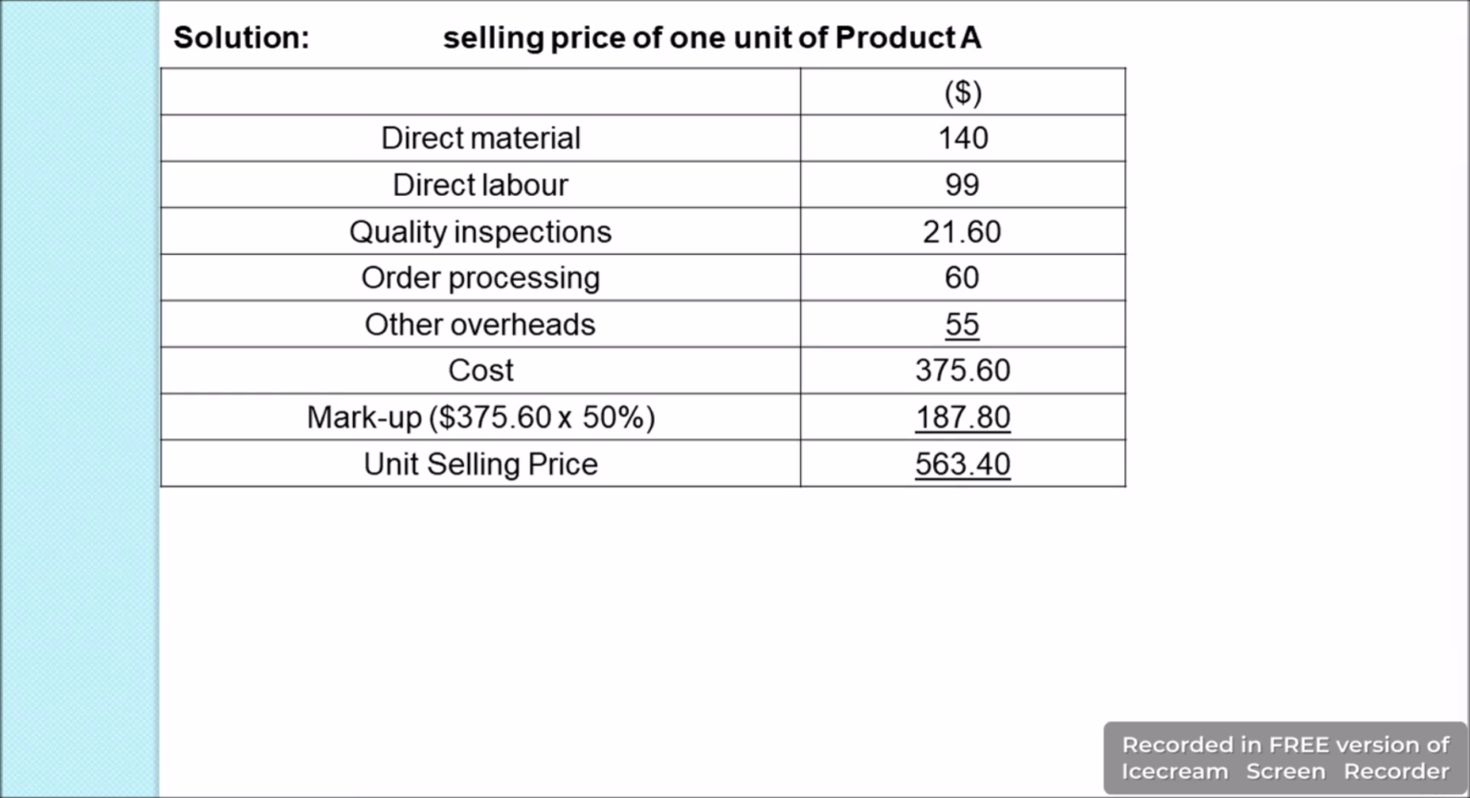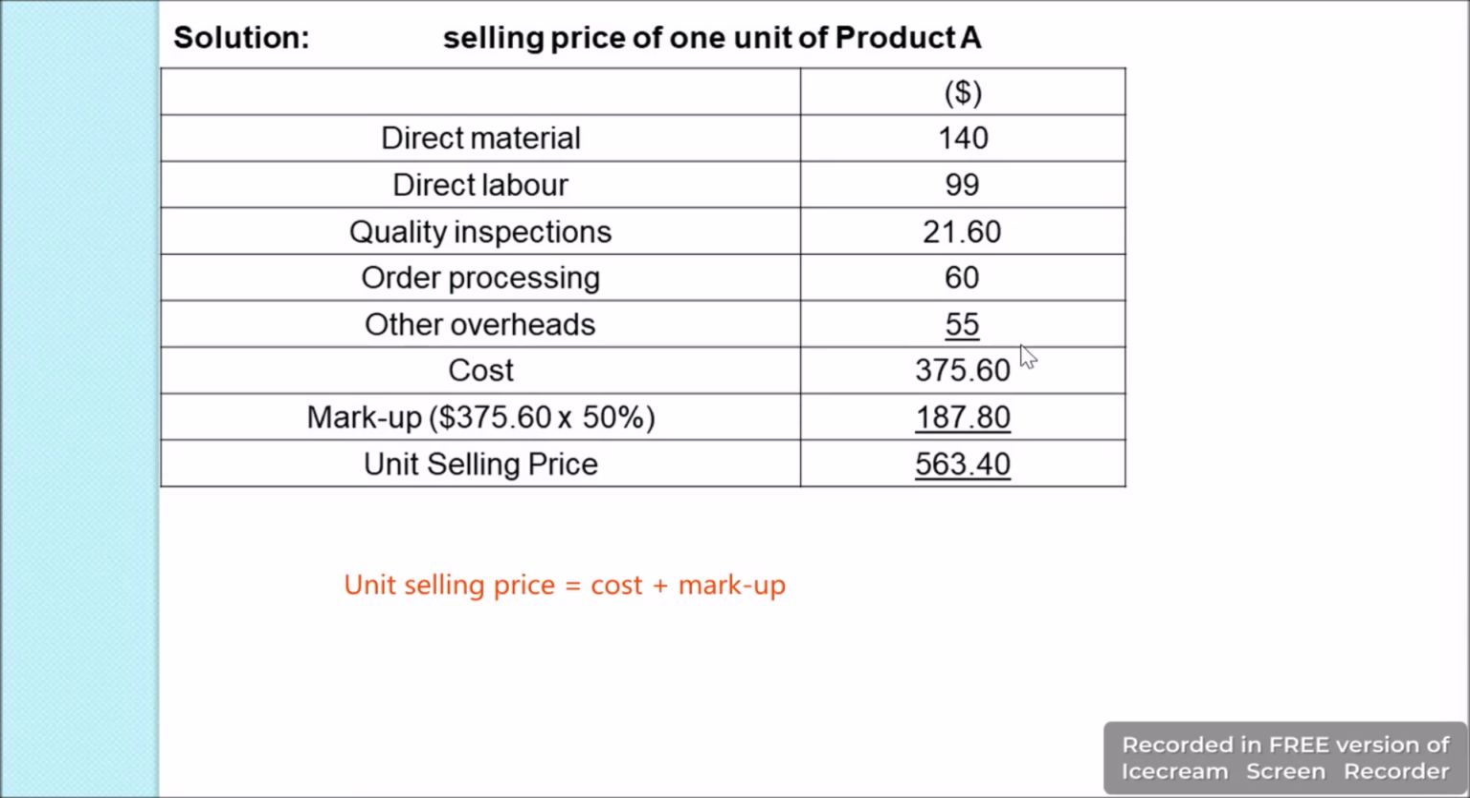For selling price, we have a formula: the unit selling price will be equal to cost plus markup. So first we'll find the cost, and to this we add the markup to get the unit selling price. Here we'll start with the direct material cost. For 1 unit we have calculated this as $140. Direct labor cost for 1 unit of product A was $99. Quality inspection cost for 1 unit of product A was calculated as $21.60. Order processing cost for 1 unit of product A was calculated as $60. Other overheads for 1 unit of product A was $55.